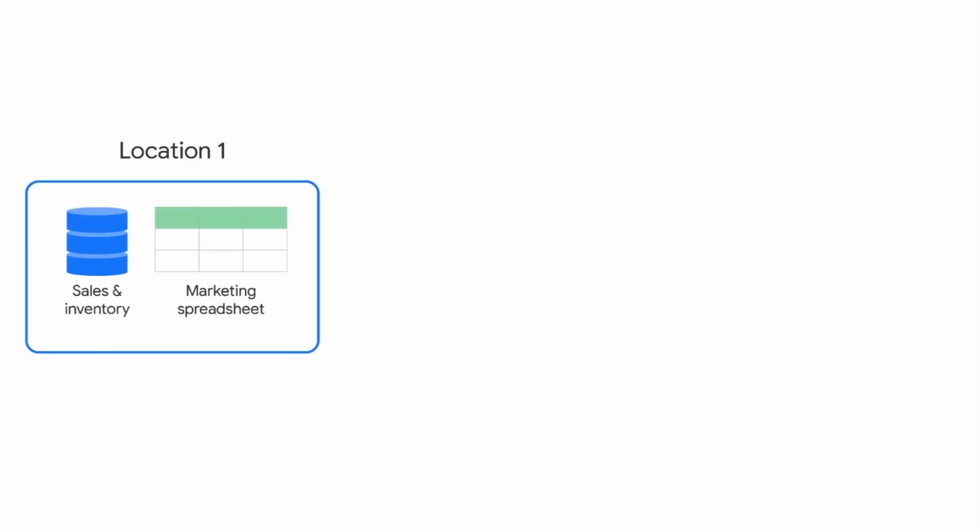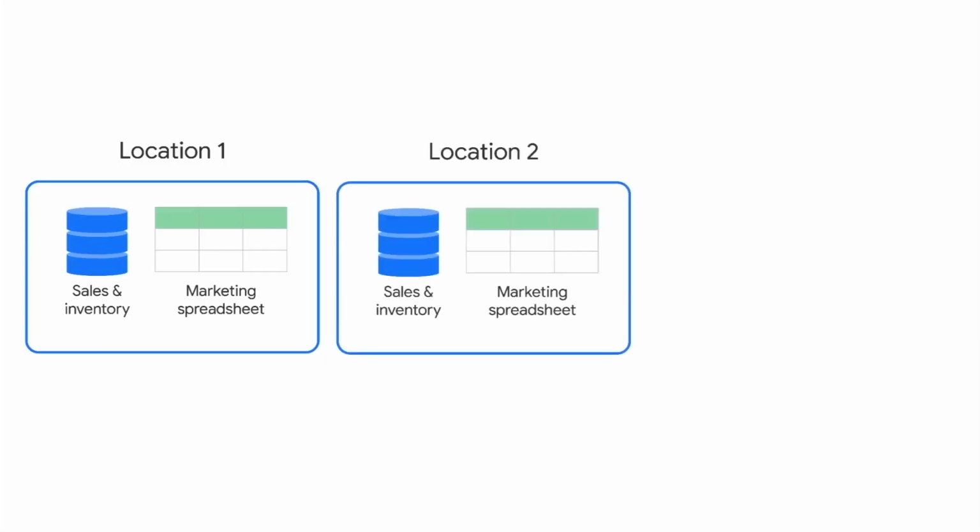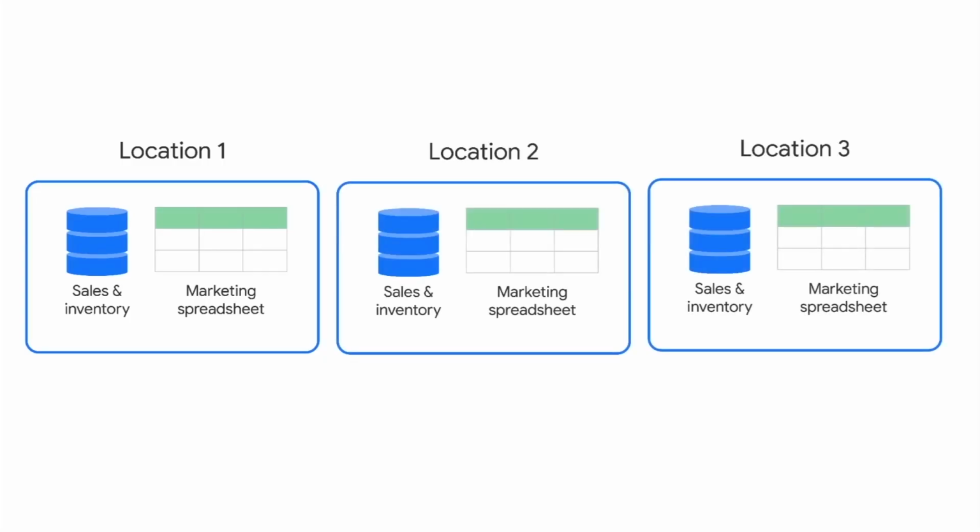Their sale and inventory for each location is kept in a database on site. Additionally, the marketing team enters all their campaign data locally in Google Sheets. Because the databases are not connected, there's no way for one store to know the inventory of another, or for the marketing team to learn what brands are selling or not selling. These various and distributed storage locations are called data silos.